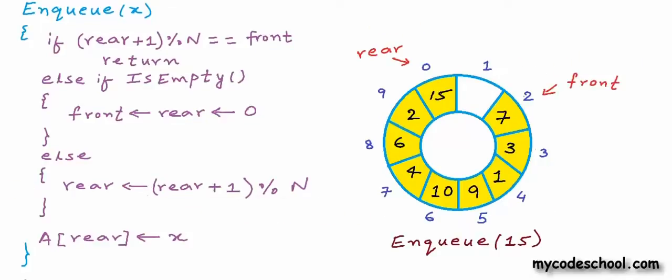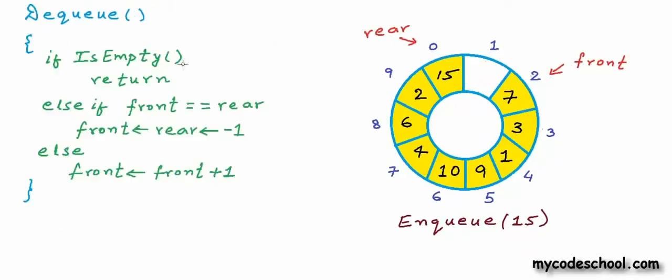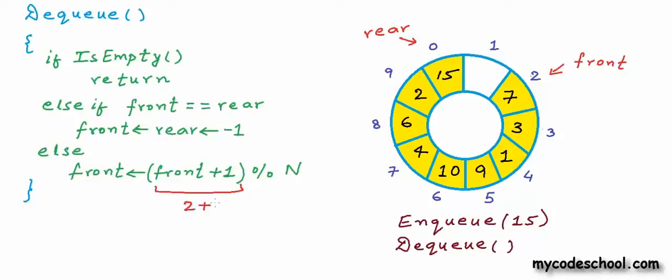Let's now see what we need to do in the DQ function. Nothing will change in the first two conditions. If Q is already empty, or if there is only one element in the queue, we will handle these cases in the same manner. In the final else, when we are incrementing front, we need to increment it in a circular manner. So we will say front equals (front plus 1) modulo n, where n is the total number of elements in the array, or the size of the array. Now let's perform a dequeue. We will come to this condition. Front right now is 2, so this will be (2 plus 1) modulo 10. One more cell is available to us now.